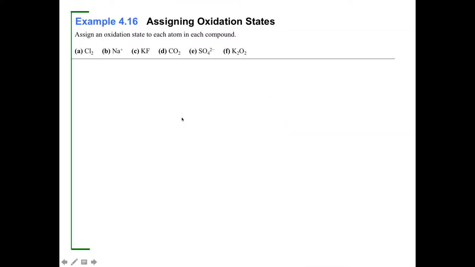All right, I think it's time to do an example. Assign an oxidation state to each atom in each compound. I'm going to try to go quickly here.